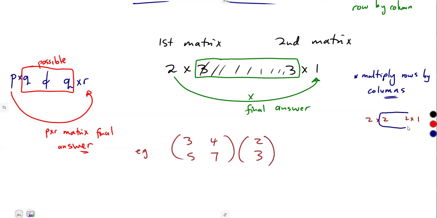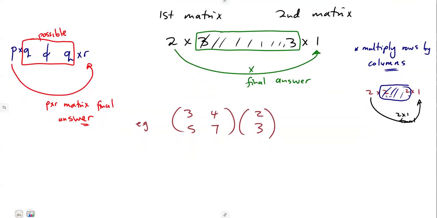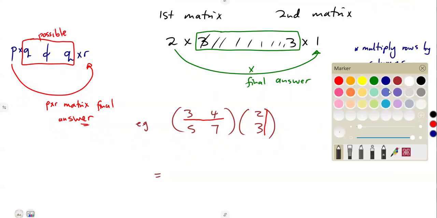So we can see that multiplication is possible by combining these two. They are the same: 2 and 2, 3 and 3, Q and Q. What remains is the order. The 2 by 1 will be the order of our final answer, so we must obtain a 2 by 1 matrix. This is how you simply multiply: rows by columns. You take the first row, 3, 4, to the column you have here. This row corresponds to this column.